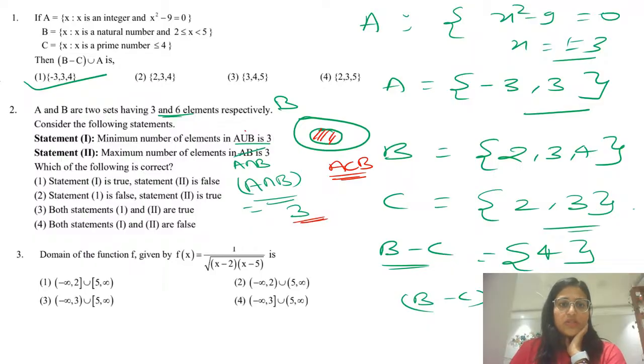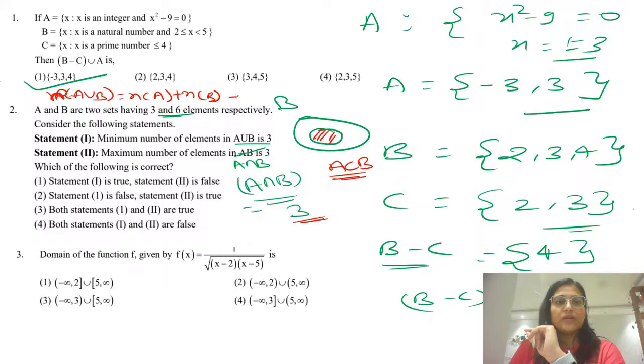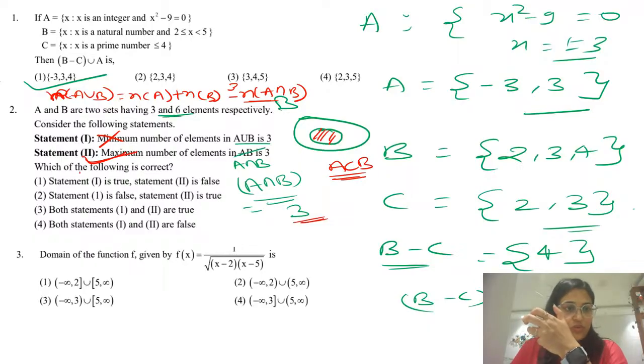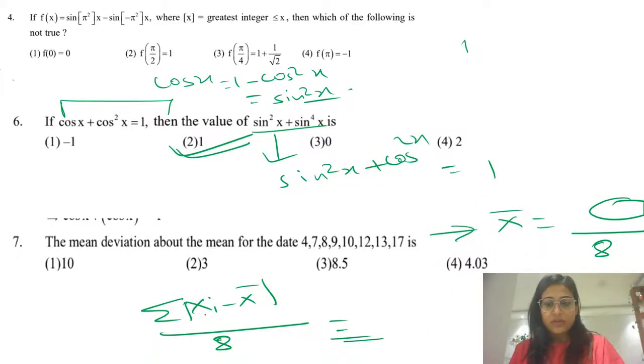Now, the minimum number of elements in A union B. We know that the number of elements in A union B is the number of elements in A plus the number of elements in B minus the number of elements in A intersection B. So we have to find the minimum. This value will be minimum when we subtract the maximum thing. And the maximum thing is what? 3. So it is 3 plus 6, 9. 9 minus 3 is 6. Statement 1 is wrong. Statement 1 is false, but statement 2 is true. Correct?